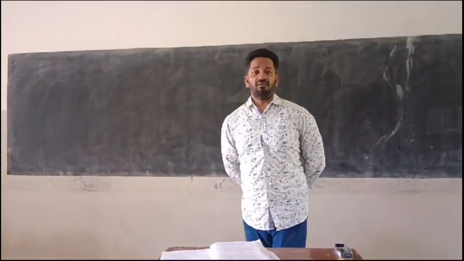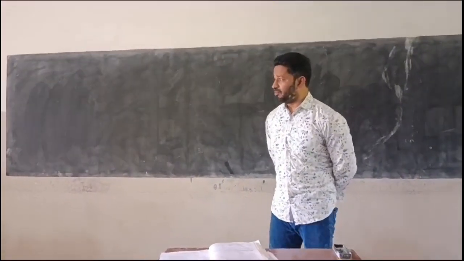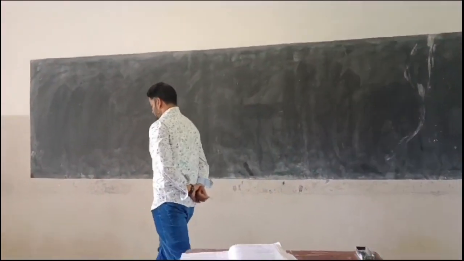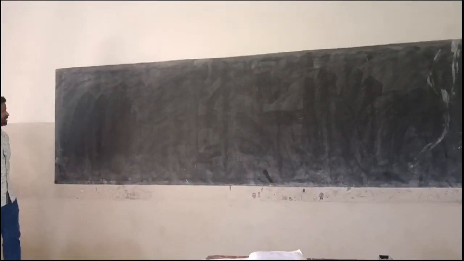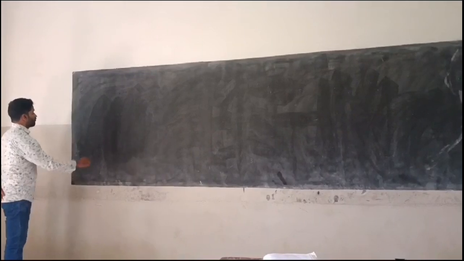In the last class we learned about amino acids, alpha amino acids. In this class we will learn about the synthesis of amino acids using Gabriel phthalimide synthesis and Strecker synthesis.